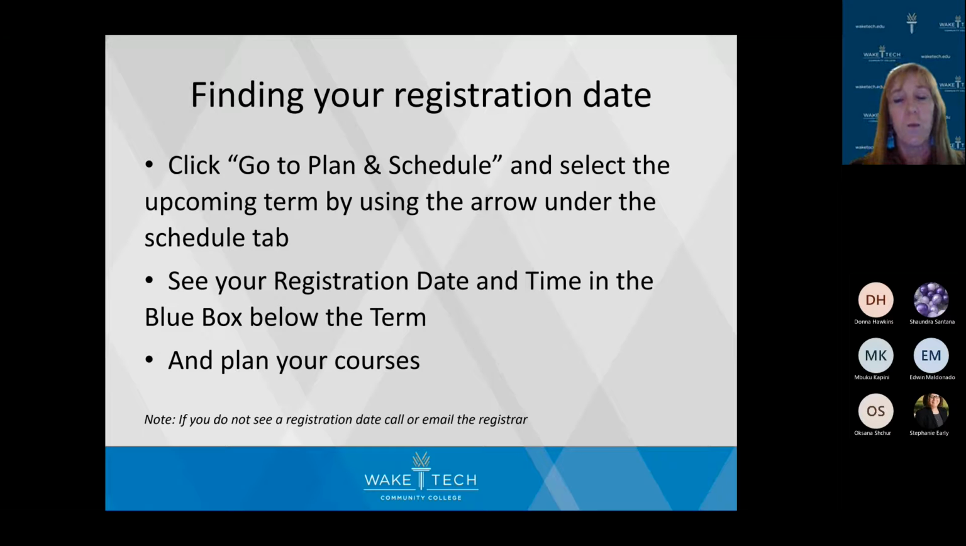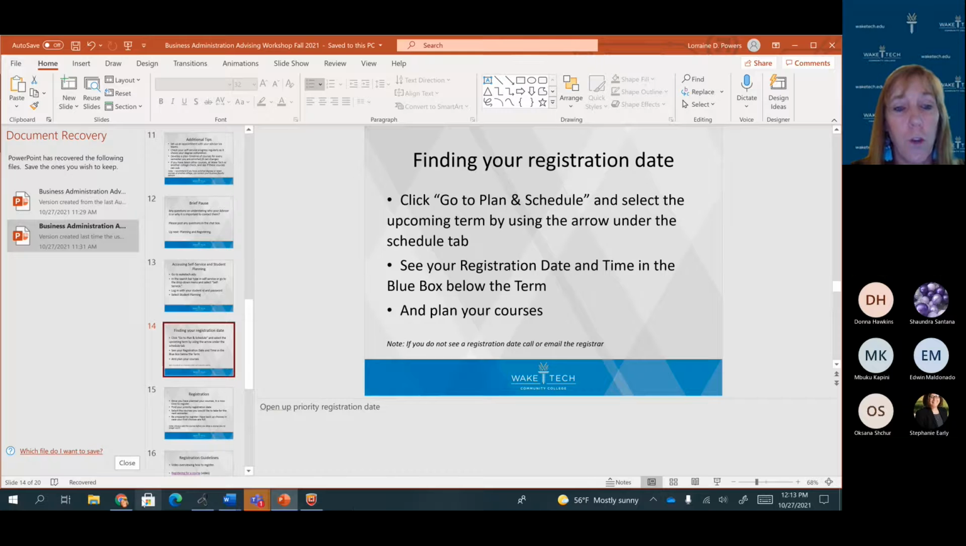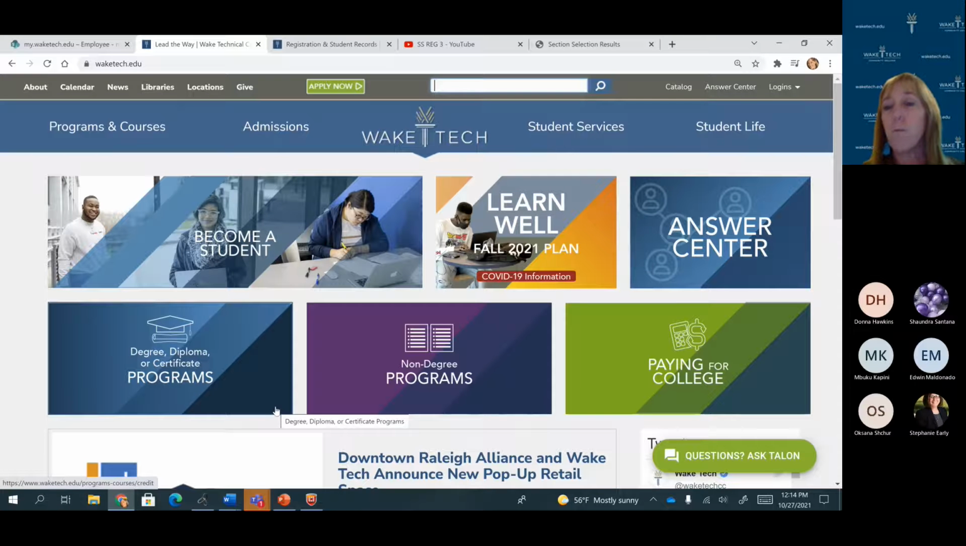Now, one of the things that's unique maybe to Wake Tech, or that people aren't aware of, is you have a certain registration date and time, and it should be in a blue box below the term. If it is not there, you have two different options. We register based on the number of hours you have taken at Wake Tech. So even if you transfer in 15 hours, those are not hours taken at Wake Tech. We call it priority registration. I'm going to show you how to figure out your date if for some reason you can't see it.